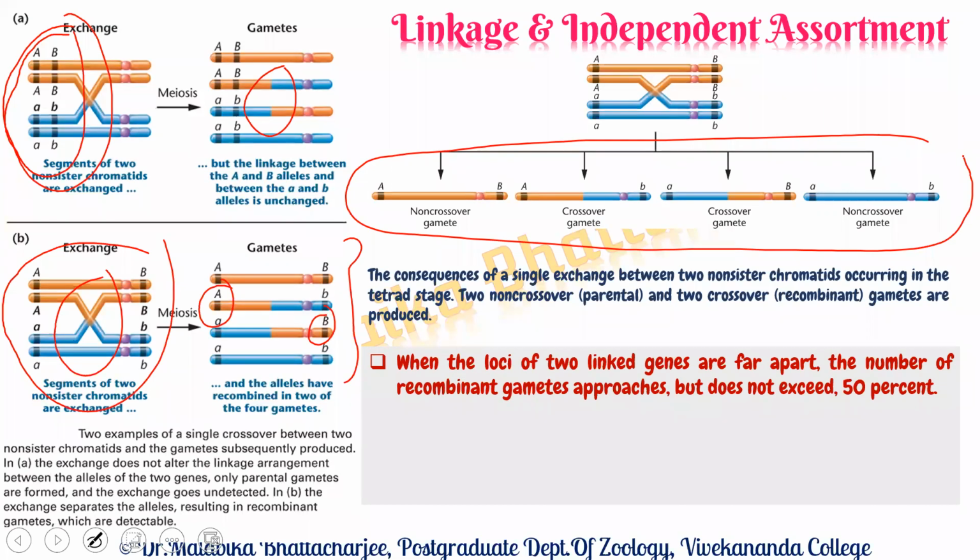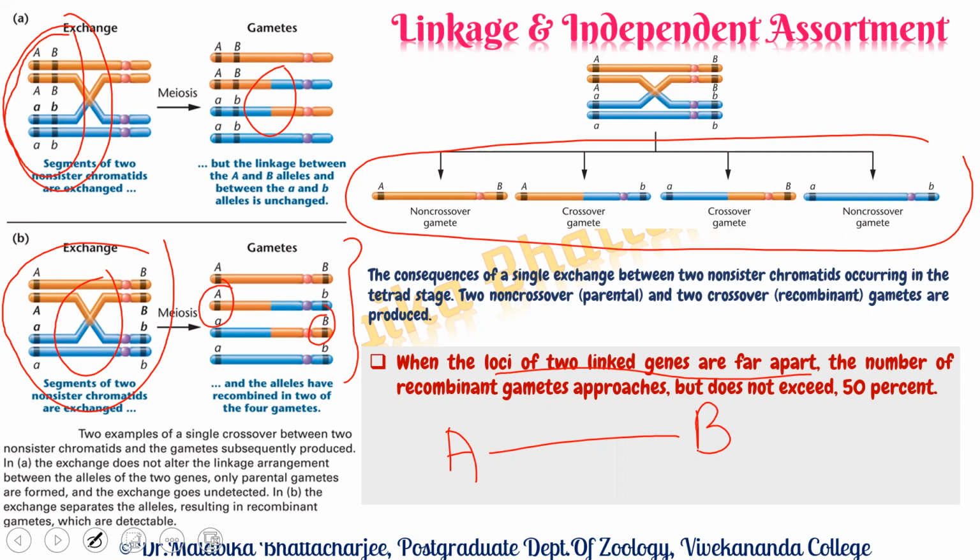When the loci of the two linked genes are far apart, the genes are said to be linked, but the number of recombinant gametes approaches but does not exceed 50%. Now, this is something that should be understood. For example, A and B: the distance is far apart. The more they move apart from each other, the more they tend to assort independently. So in this case, the amount of crossover product equals the amount of non-crossover product. So we'll be having 50% crossover products and 50% non-crossover products.